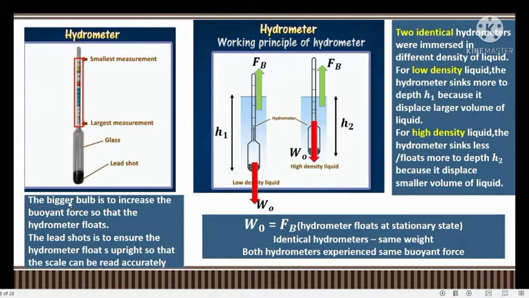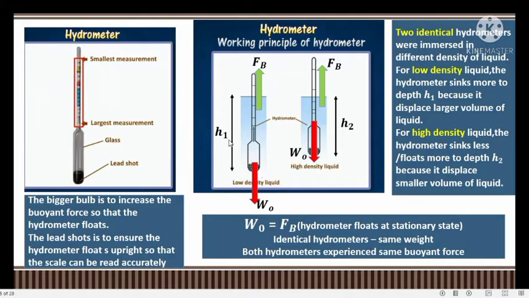The bigger bulb is to increase the buoyant force so that the hydrometer floats. The lead shots are to ensure the hydrometer floats upright so that the scale can be read accurately. So that's the purpose of having this structure. Now look at the forces that act on the hydrometer and its working principle.